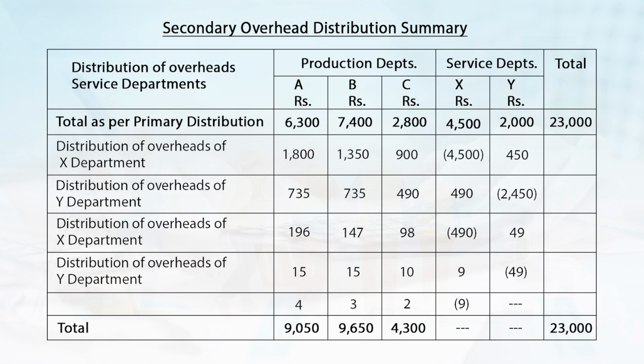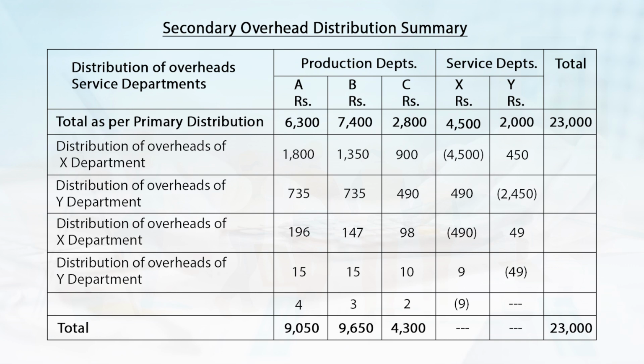Total as per primary distribution given for production department A is rupees 6,300, for B 7,400, for C rupees 2,800, and for service department X primary distribution given is rupees 4,500 and for Y it is given rupees 2,000, making total overheads of rupees 23,000, which is given as per primary distribution. Now, let's allocate service department X overhead cost of rupees 4,500.